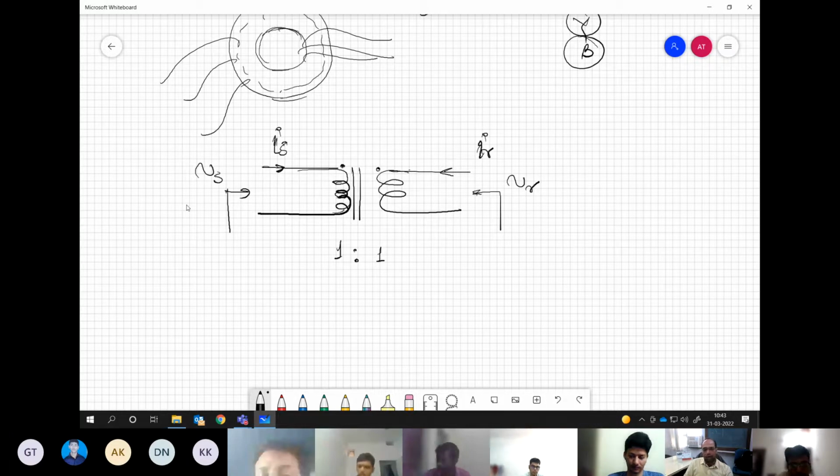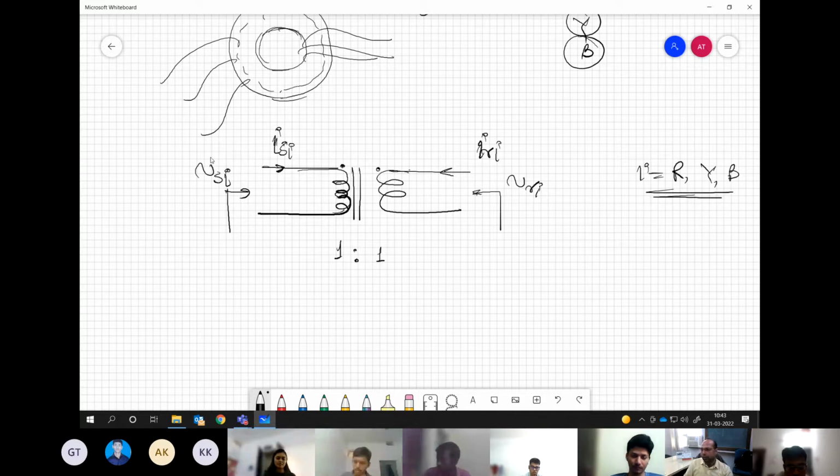Now I have not said which phase this is. It could be any phase, so I will write I over here, where I is nothing but either R or Y or B. This is identical for all three phases. This is the per phase representation of a machine which is symmetrical. The only problem is that the rotor is rotating with a certain speed, let's say omega r.